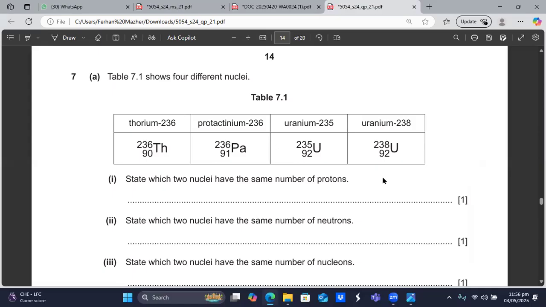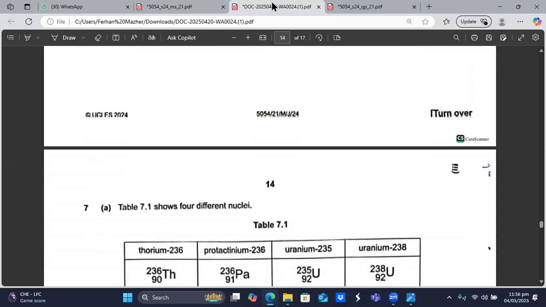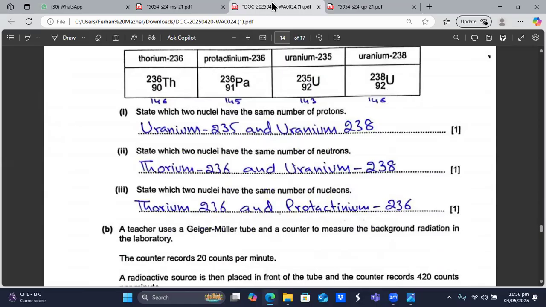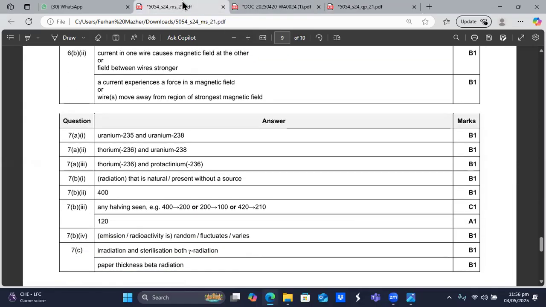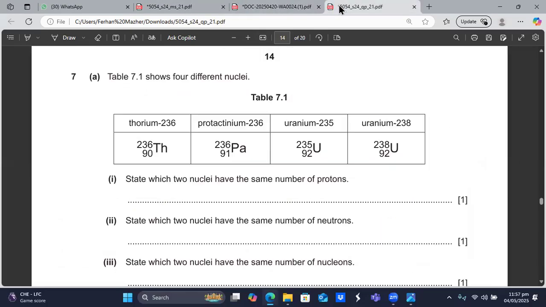Uranium 235 and uranium 238. Uranium 235 and uranium 238 have the same proton number. So let's open the marking scheme as well. Okay, so here we go.